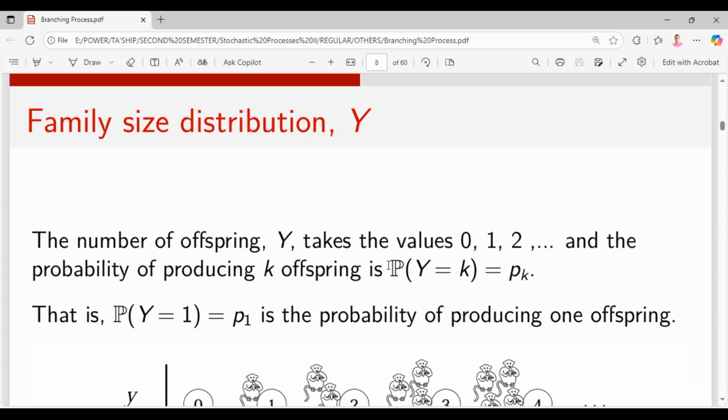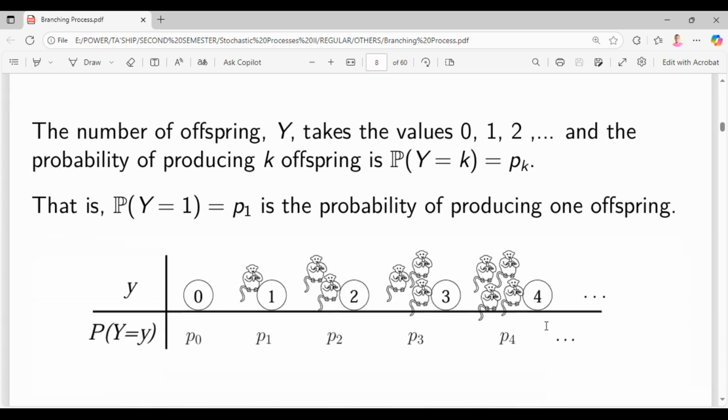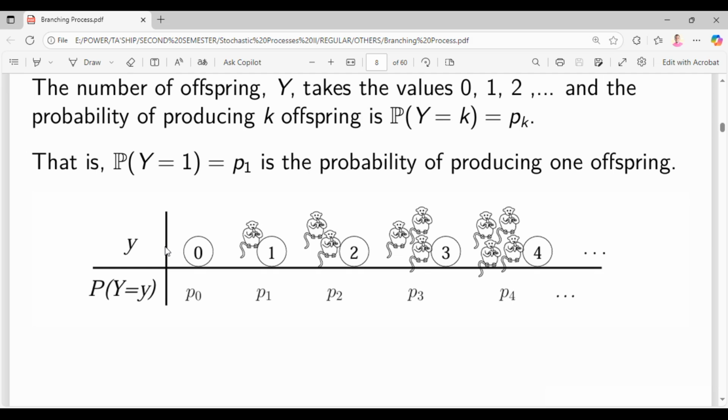And the probability of producing k offspring is denoted by the probability that Y is equal to k. So the simple notation is p subscript k. As in, if we have the probability that Y is equal to 1, it means this is the probability of producing one offspring. So we can look at the PMF of it. This is Y and the probability: 0 offspring means p0, 1 offspring p1, 2 offspring p2, and so forth.